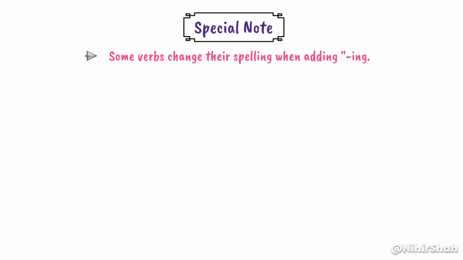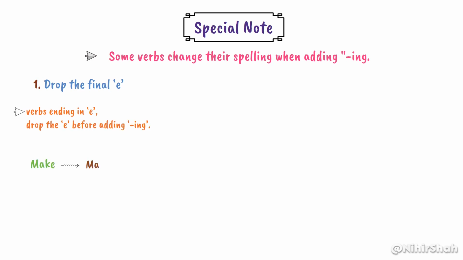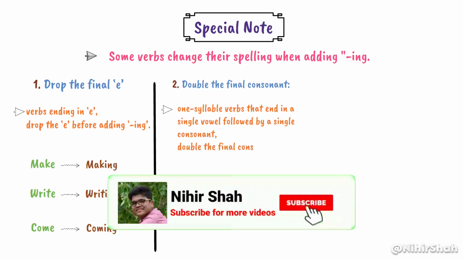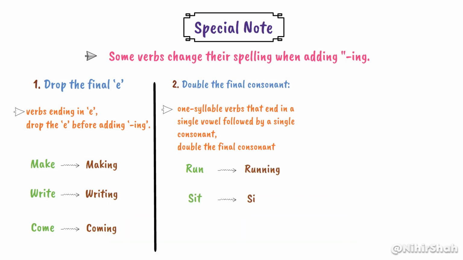Special note, just like in present continuous, some verbs change their spelling when adding ing. Some rules are: number 1, drop the final e. For verbs ending in e, drop the e before adding ing. For example, make, making, write, writing, come, coming. Number 2, double the final consonant. For one syllable verbs that end in a single vowel followed by a single consonant, double the final consonant. For example, run becomes running, sit becomes sitting, swim becomes swimming.